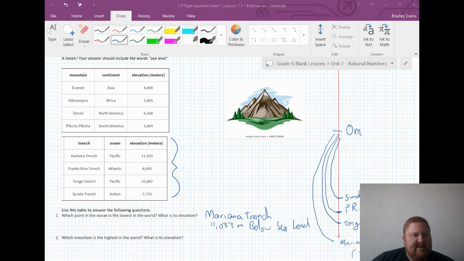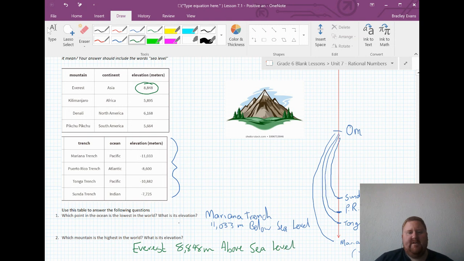So the next question says, which mountain is the highest in the world? So which mountain is the furthest away from 0, but in a positive direction? So let's take a look. We can clearly see here the highest mountain here is going to be Everest because it is 8,848 meters above sea level. Do you notice how here I didn't need to use the positive or negative sign because that's implied in the below or the above word?